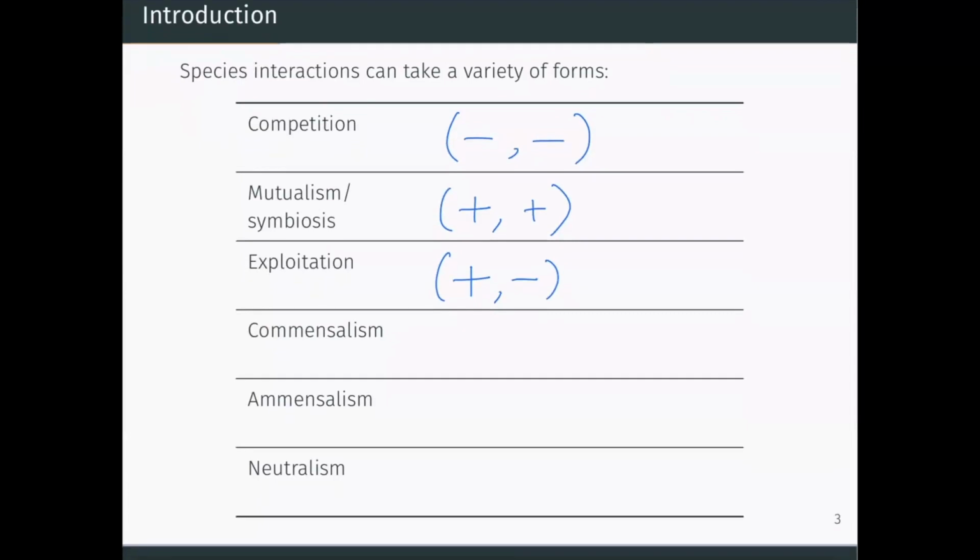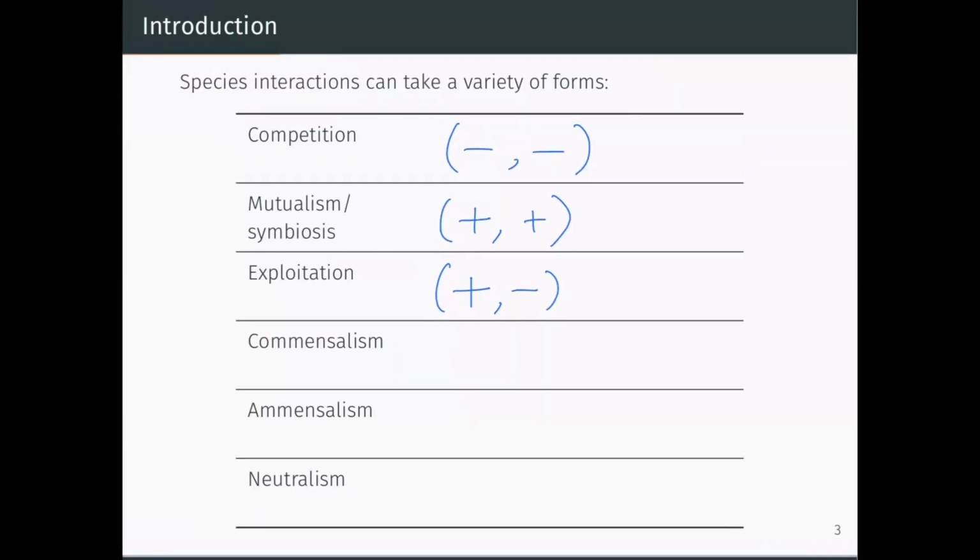These last three down the bottom are a little bit more unusual. We won't really be focusing on them too much. We're going to be mainly focusing on exploitation and competition with a little bit of mutualism thrown in there. But commensalism, amensalism, and neutralism are also asymmetric interactions, but where at least one of the species experiences no effect.